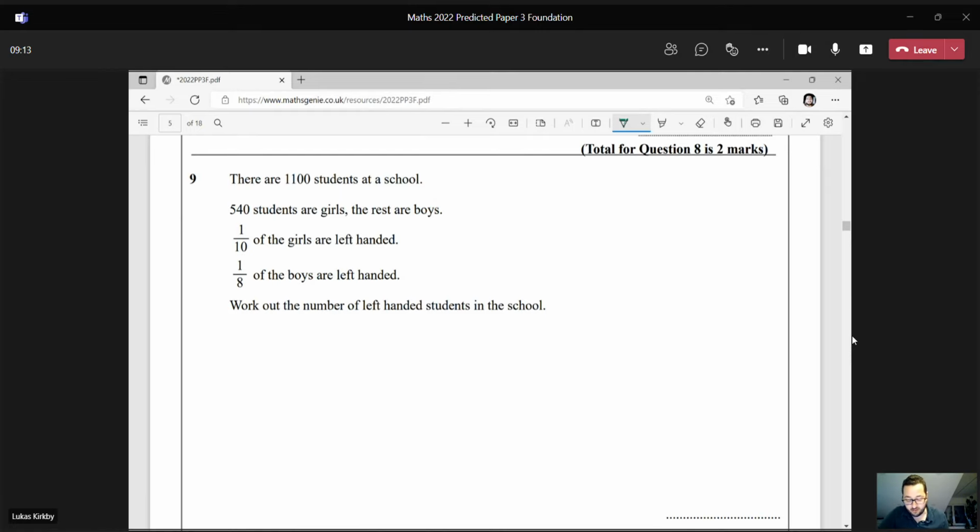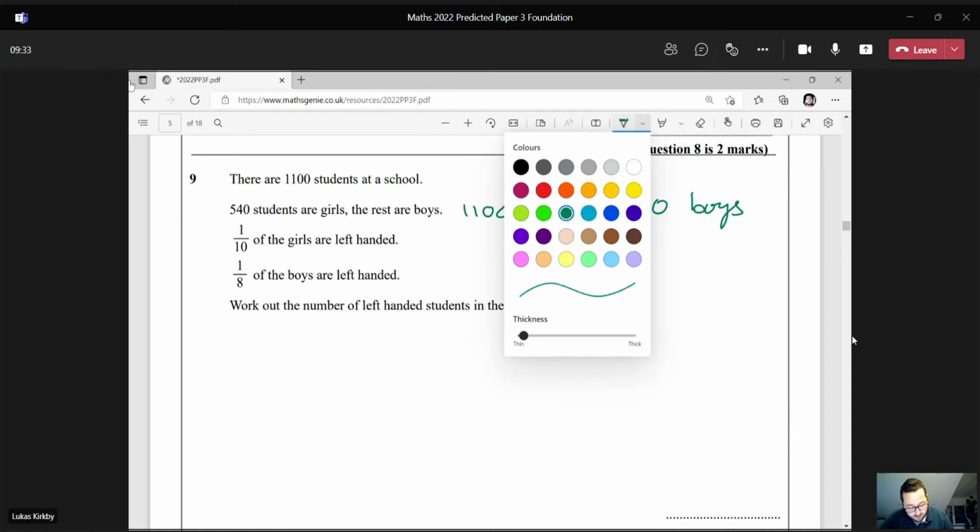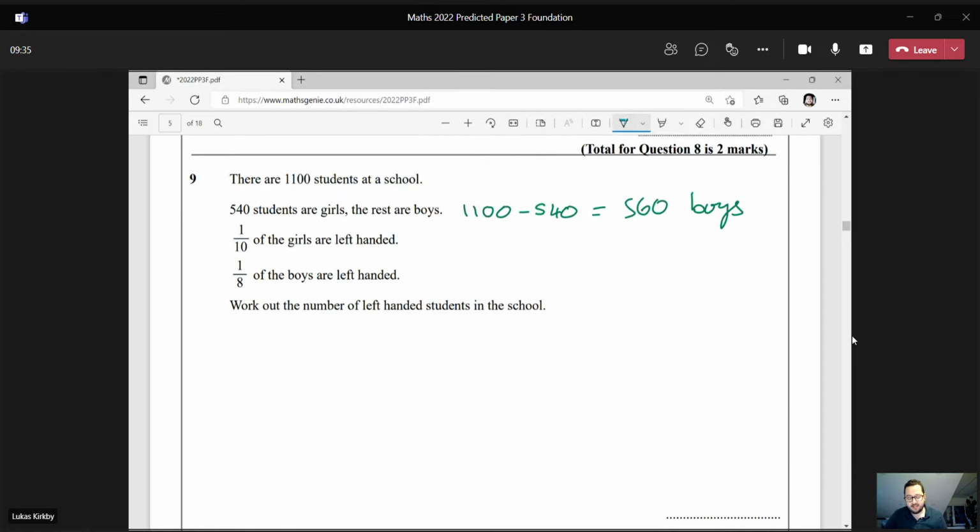So the first thing I can do is find out how many boys there are. If there's 1,100 in the school, and I take away all the girls, I'm going to be left with the boys. Again, not taking any chances, I'll use my calculator, and we're left with 560 boys. Great. Let's keep going.